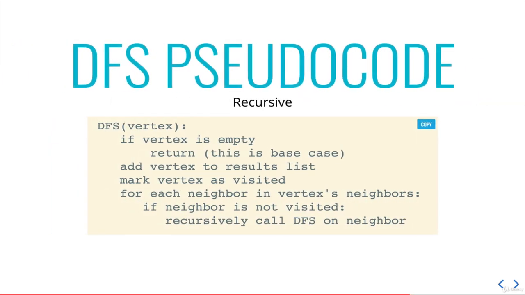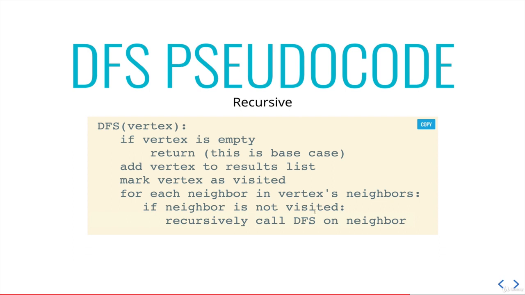So mark it as visited. Then for each neighbor in that vertex's neighbors, so for all of A's neighbors, if that neighbor is not visited, recursively call DFS on that neighbor. So we would call depth first search on B and on D if those are the two neighbors.